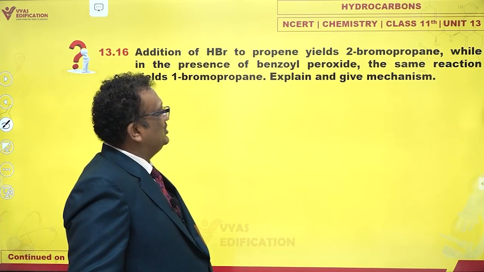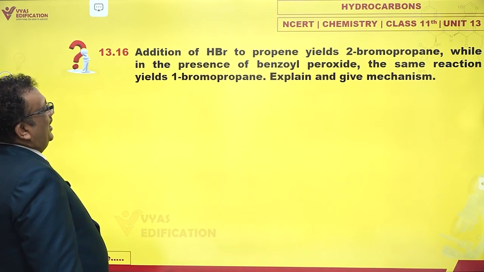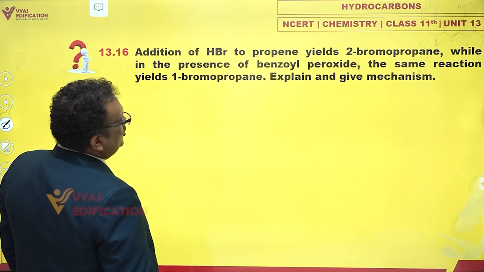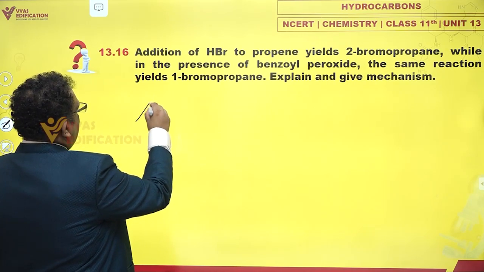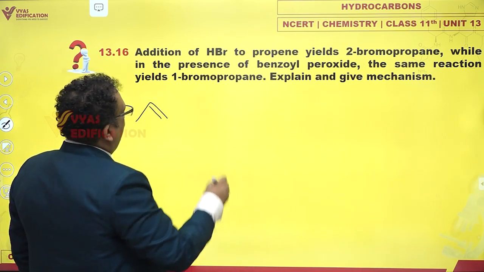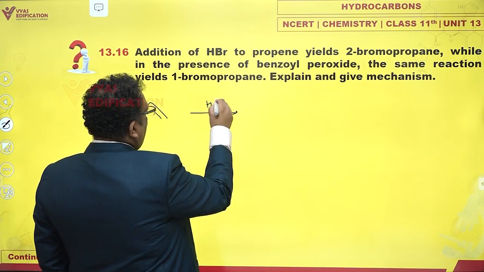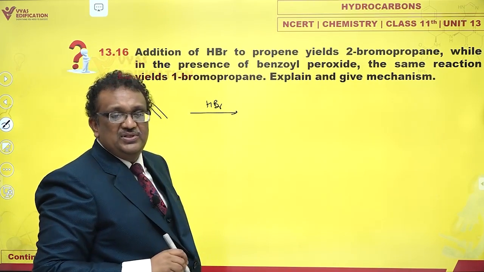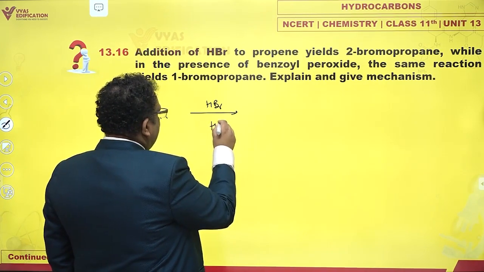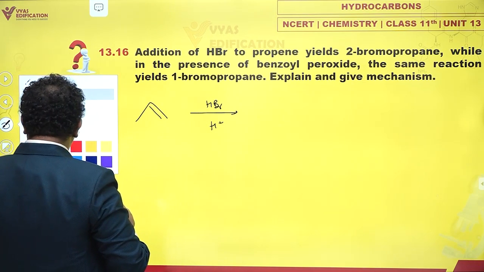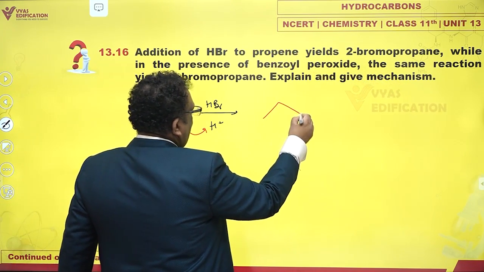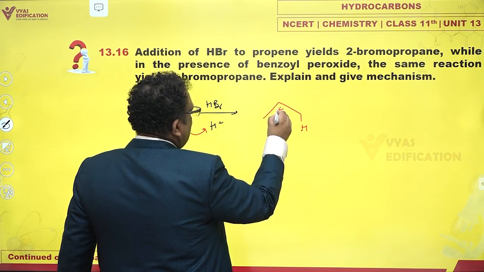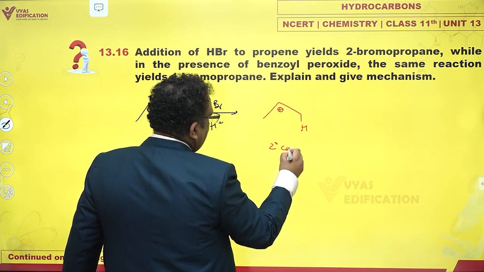Well, let's see what is happening here. Addition of HBr to propene yields 2-bromopropane. This is propene. You add HBr. Mechanistically, what happens? First of all, H+ gets added. And as H+ gets added, what do you get? If H adds here, you get a secondary carbocation.